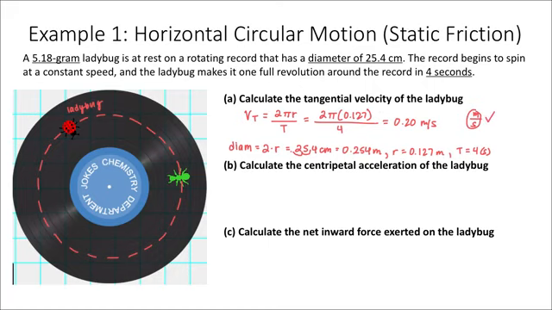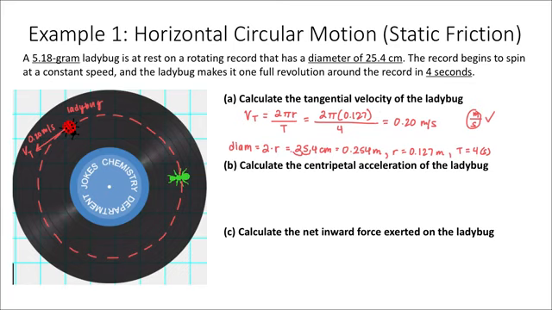I'll go ahead and label this on my diagram as well. The tangential velocity of the ladybug will be pointing in this direction if the ladybug is on the circle right there, and that is equal to 0.20 meters per second. I'd also like to point out that the radius of the record was given, and the ladybug's not quite on the edge of the record, but for the sake of example, let's just say that the radius is given to where the ladybug actually is.